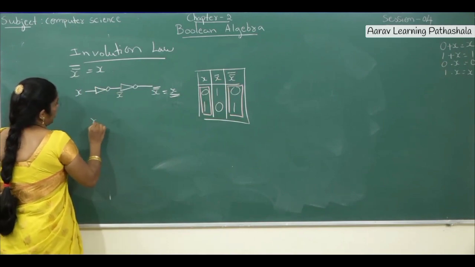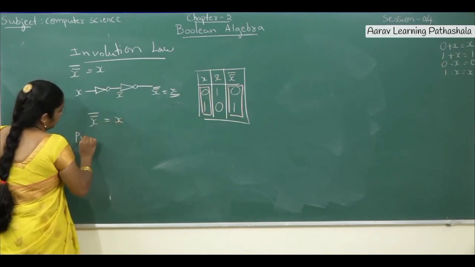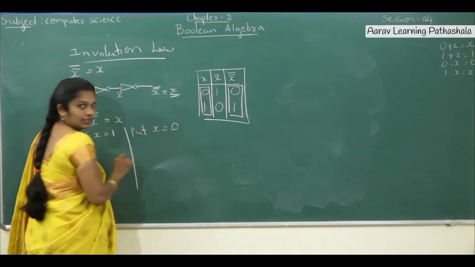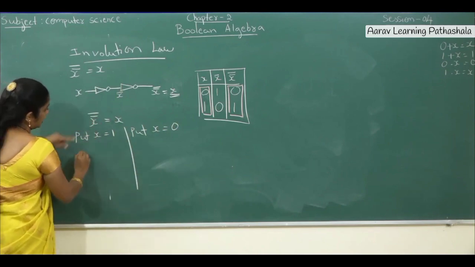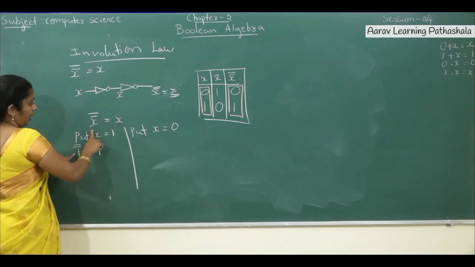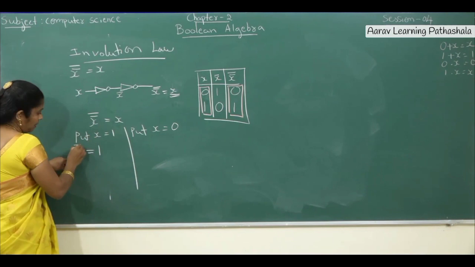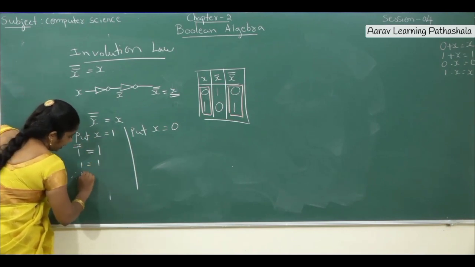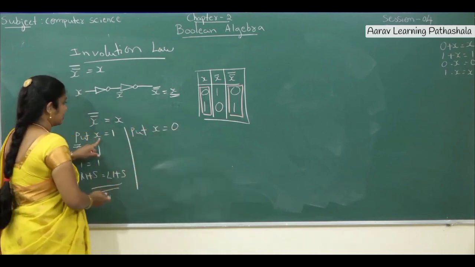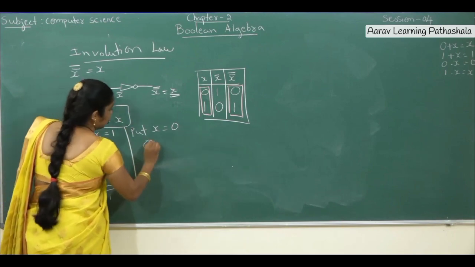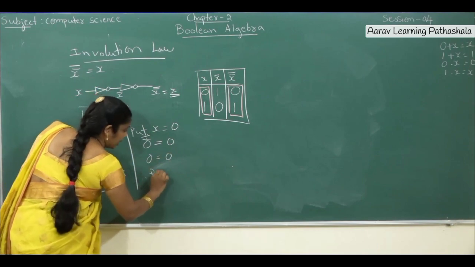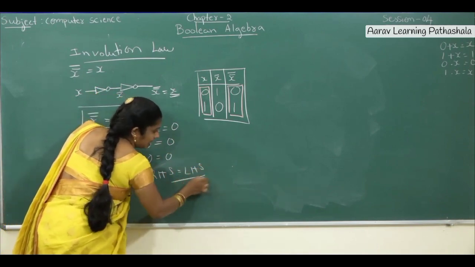Then we will prove this by using perfect induction method. For that, put x equals 1 one time, then put x equals 0 another time. Now, on the place of x, write down 1 double bar. That is equals to 1. 1 double bar equals 1. This double bar will cancel. Therefore, right hand side value equals left hand side value. Here also, for x, put 0. Now 0 double bar equals 0. This double bar will cancel, 0 equals 0. Therefore, right hand side value equals left hand side value.